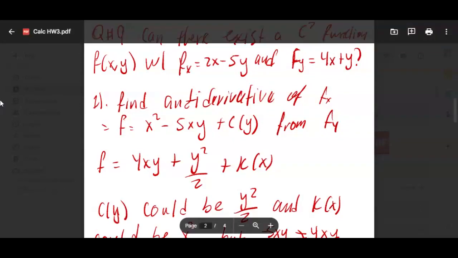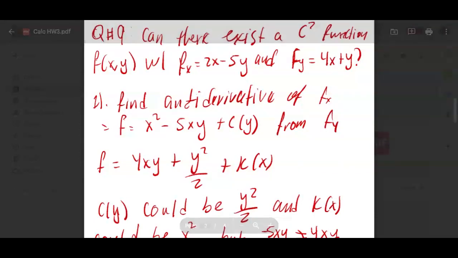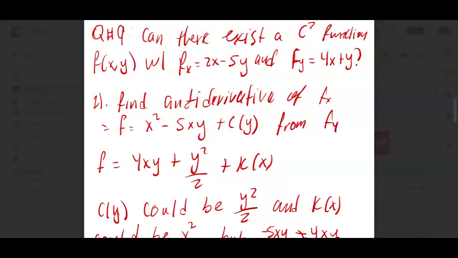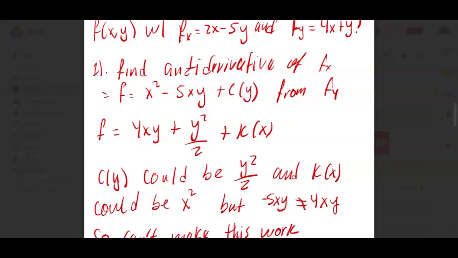In this case, since I'm taking the antiderivative with respect to x, you want our arbitrary constant c to be with respect to the opposite variable. And I did the same thing. I took the antiderivative with respect to y for the second function, and I ended up with 4x times y plus y squared over 2 plus k with respect to x.